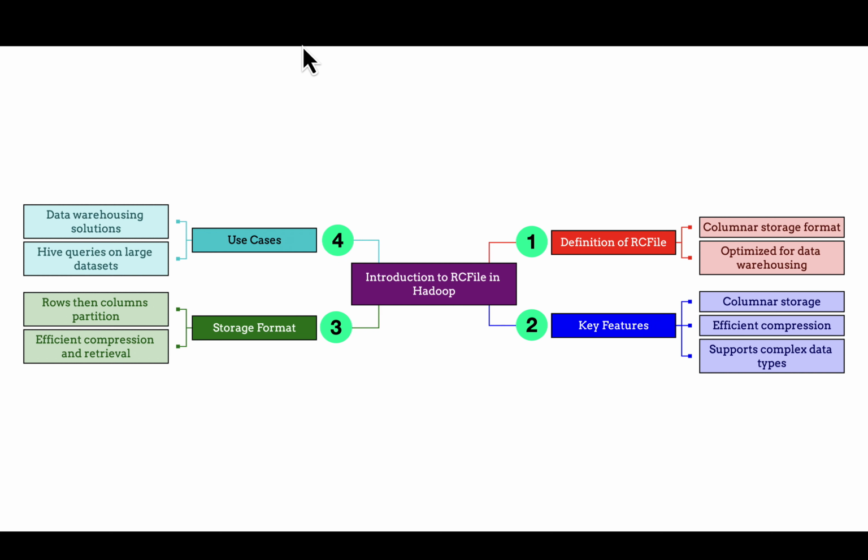4. Use cases. RC file is widely used in data warehousing solutions and for querying large datasets. It's particularly effective for Hive queries, where only specific columns of a large dataset are frequently accessed.